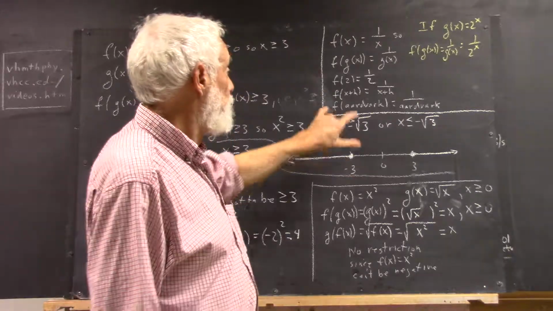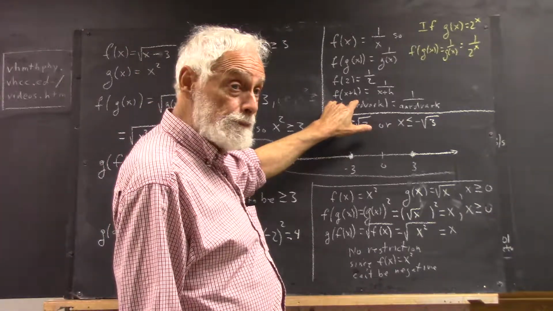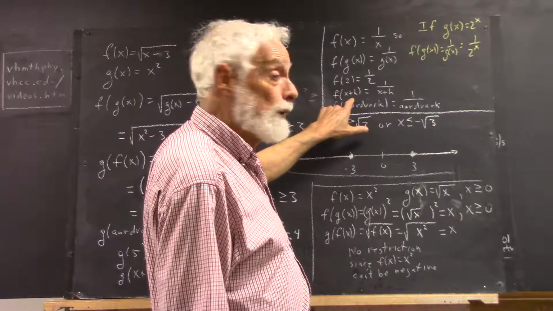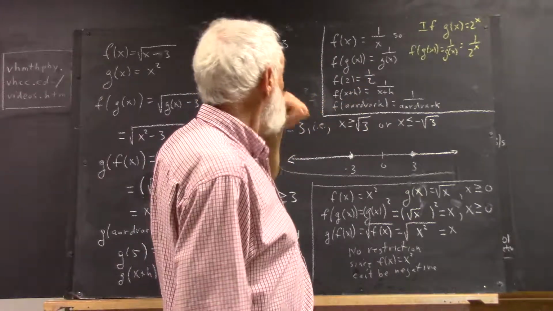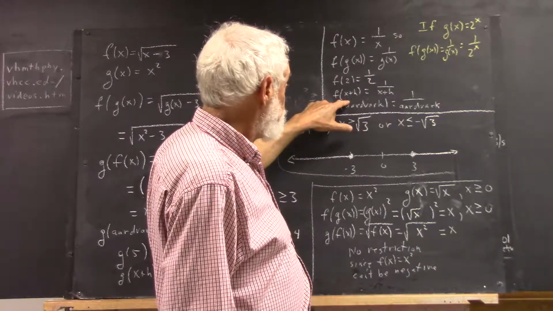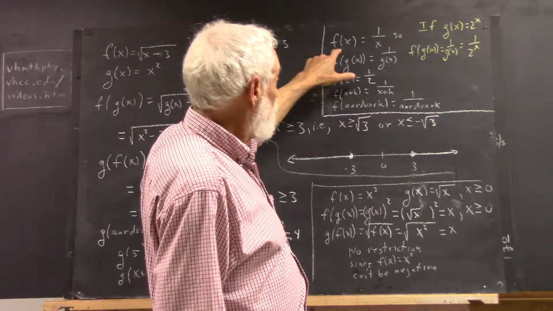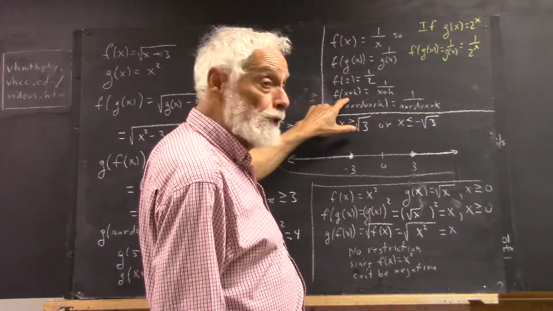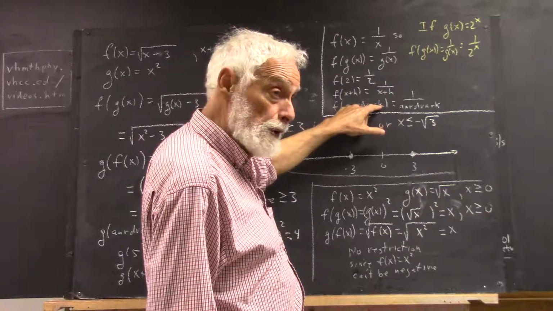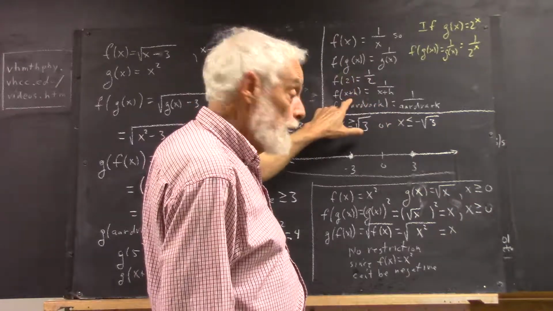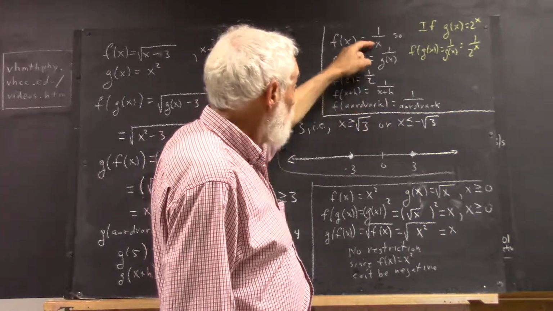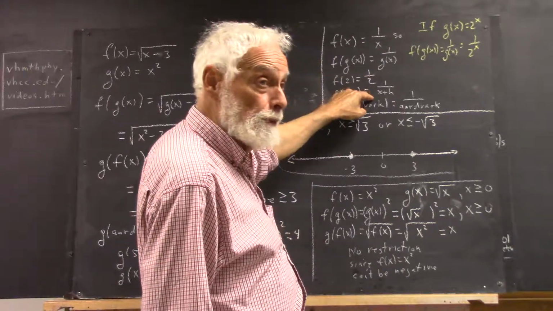Similarly, f of x plus h. x has been replaced by x plus h. So that is equal to what? Well, if f of x is 1 over x, then f of x plus h is 1 over x plus h. x has been replaced by x plus h, so x over here has to be replaced by x plus h.